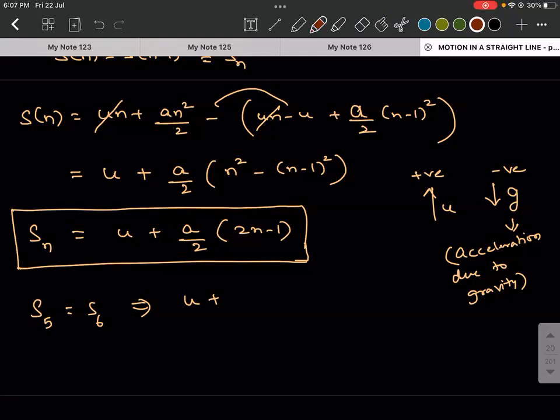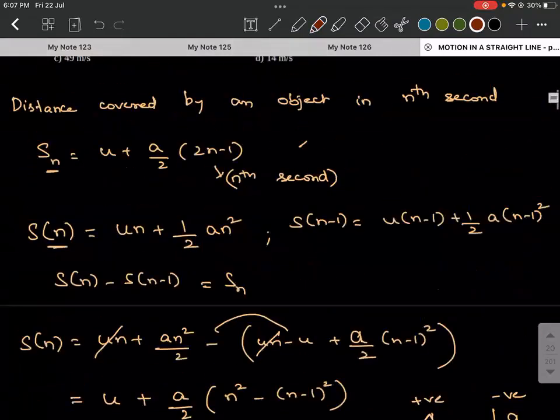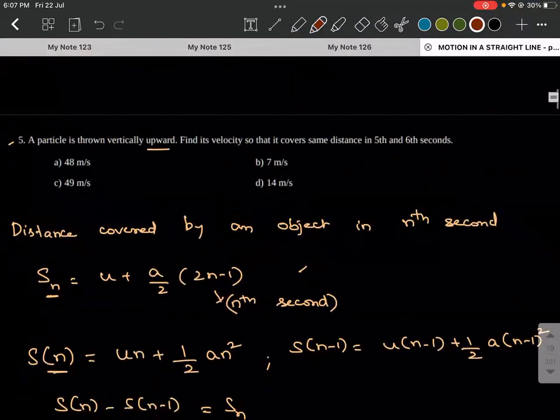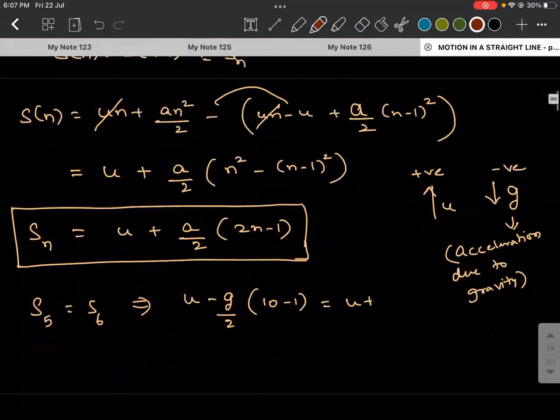So u, instead of plus, I can use u minus g by 2 into (10 minus 1), which is the same as 1... minute, wait. Find its velocity. Initial velocity is going to be the same only. u is getting cancelled.